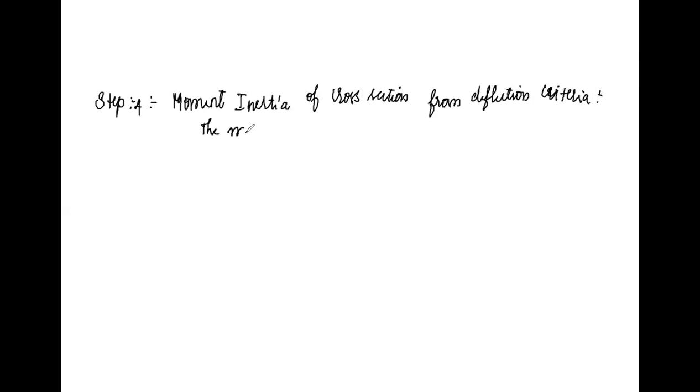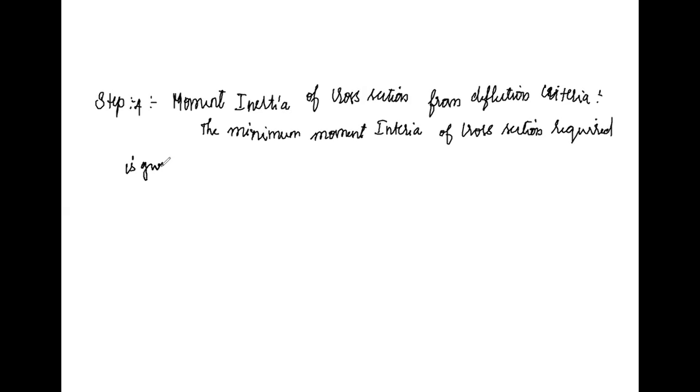So the minimum moment of inertia of cross section required is given by, we know delta max is equal to 5 WS L power 4 divided by 385 EIZ for simply supported beam. This is for simply supported beam.